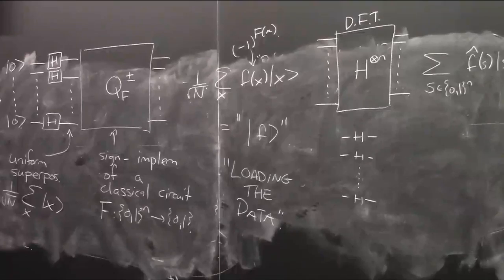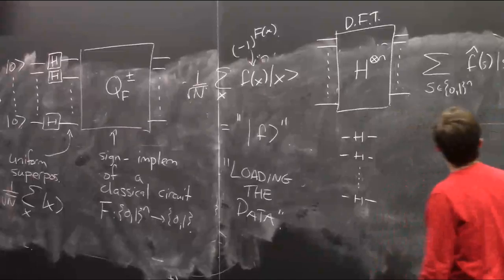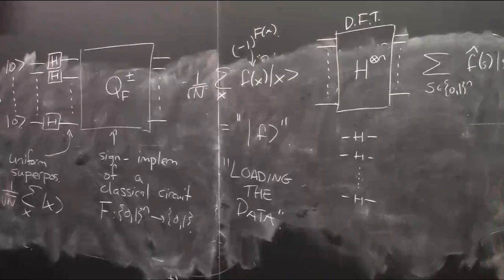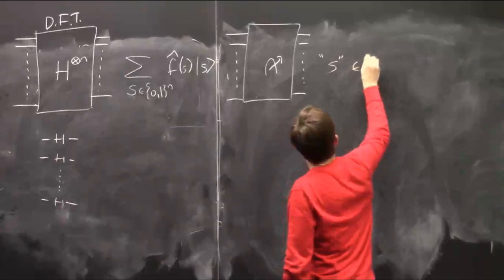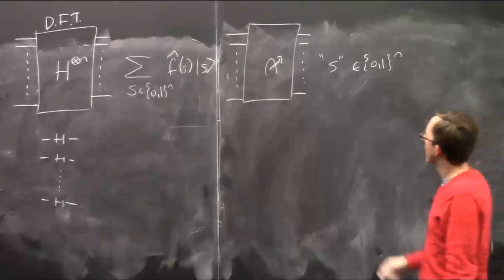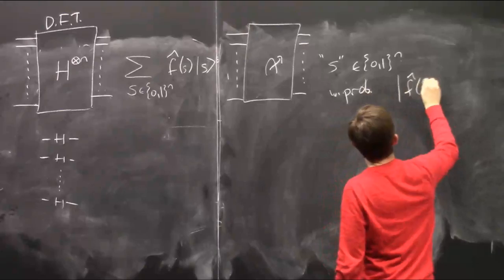And then the last move is usually just to measure. Again, I'll write one giant measurement gate, although this is actually implemented just by little n measurement gates. But what comes out is an n-bit string, some s, which is the name or the index of a pattern. And it comes out with probability magnitude of f hat s squared.